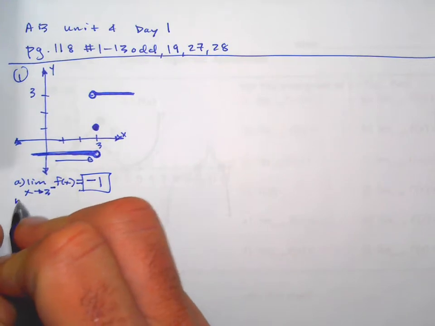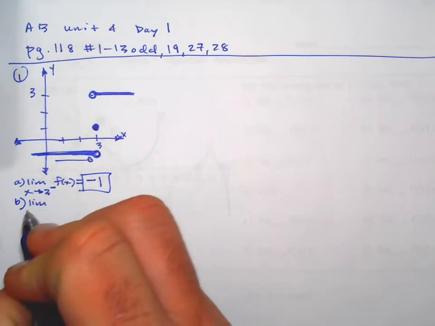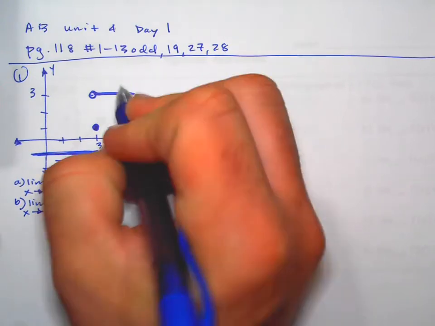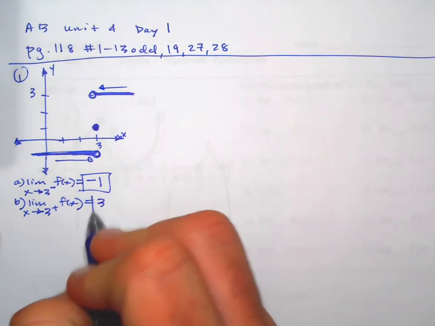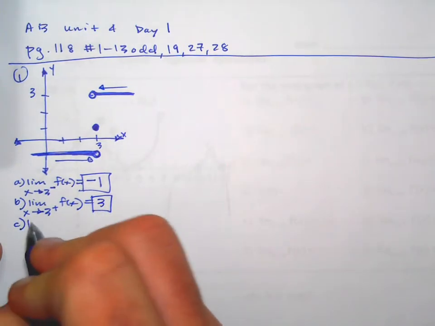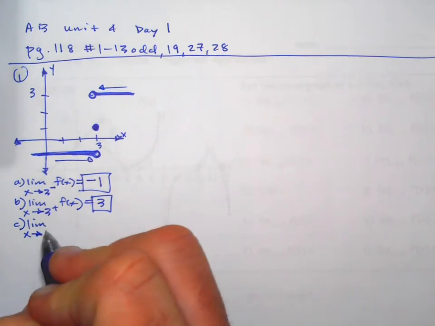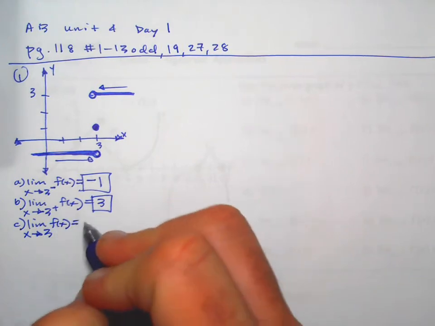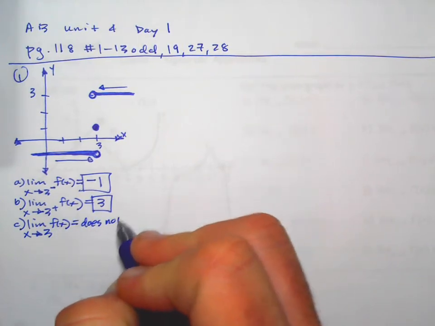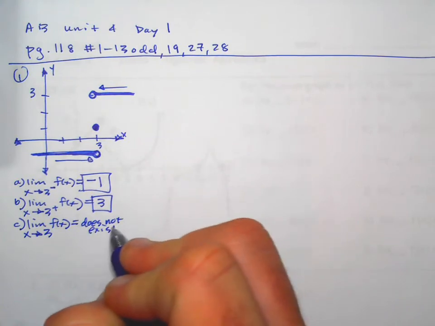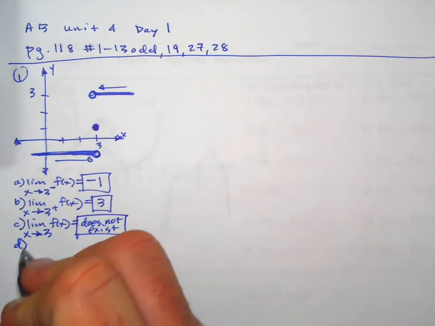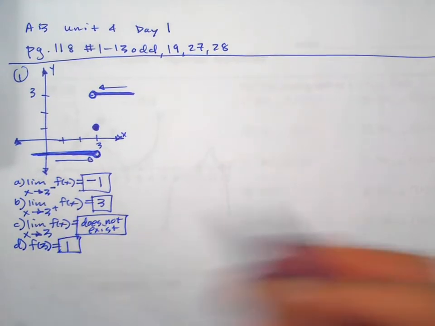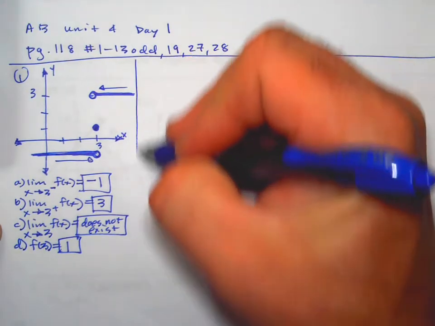So it'd be good to just write down the problems. It's not a whole lot of work to show on these. And we're doing from the right side, which would be 3. And then part C, we're doing the overall limit. As x approaches 3, that means both sides, and that does not exist because they don't agree. And then D is the value of the function at 3, which is totally independent of the limit, which is 1. So there you go. So that's what we're doing.